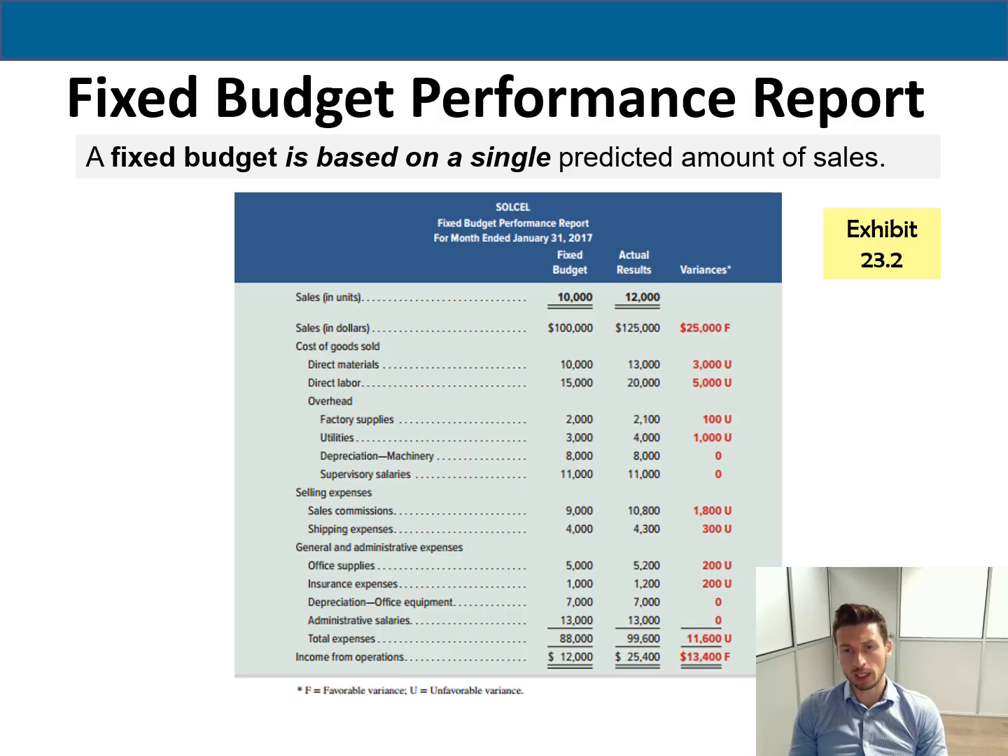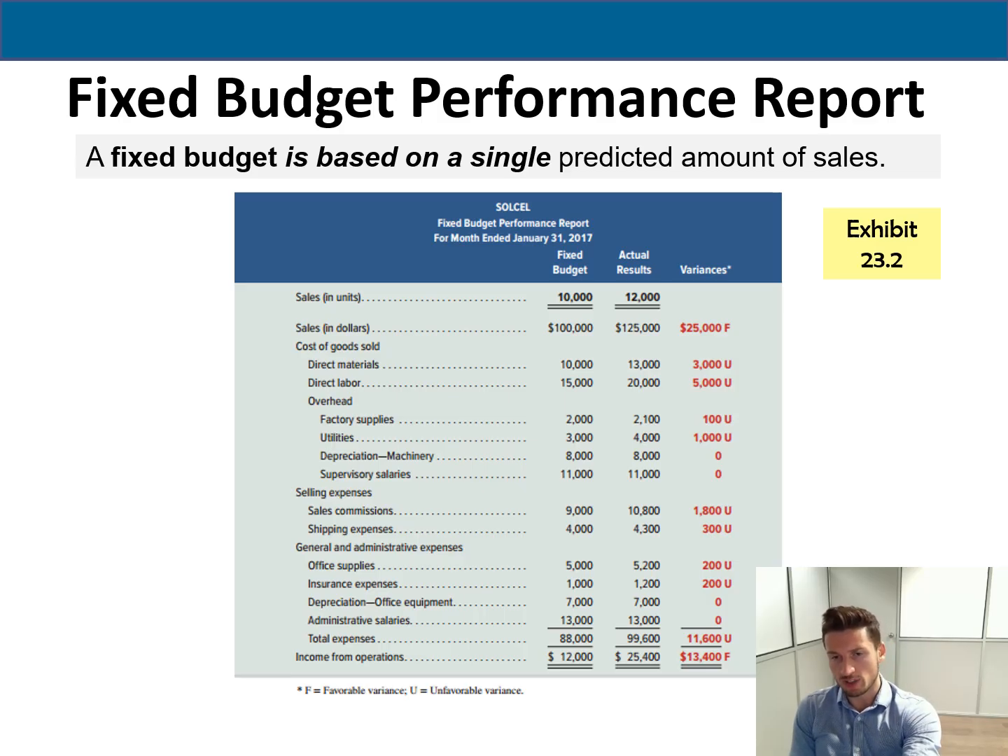And then we have overhead also, where you have variance, which is unfavorable because we used more utilities and more factory supplies. Why do depreciation expense and supervisory salary stay the same? Because for depreciation, we use the straight line method, and it doesn't change per year, even if we produce 10,000 or 12,000 units. And supervisor salary, because salaries are fixed cost, they don't normally change, so they are also zero variance.